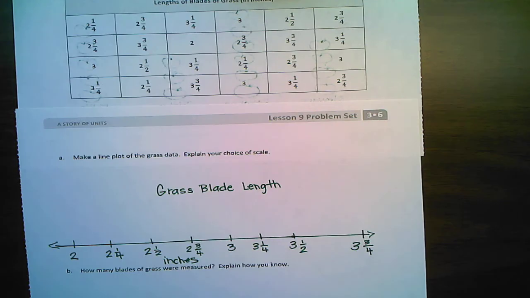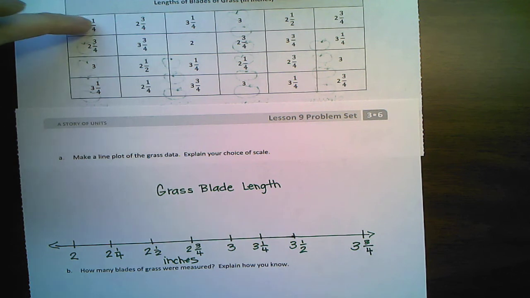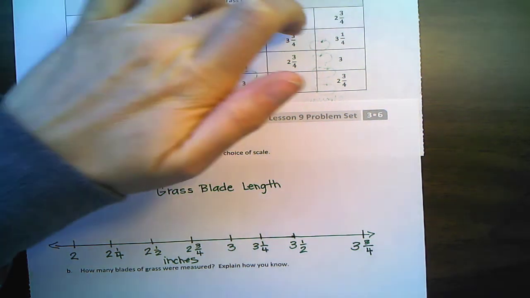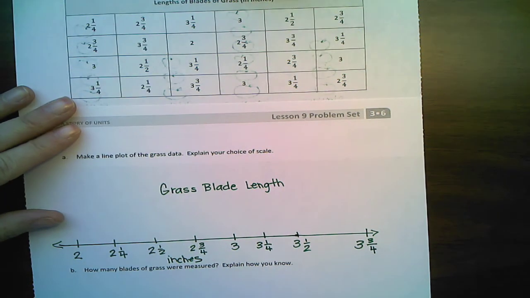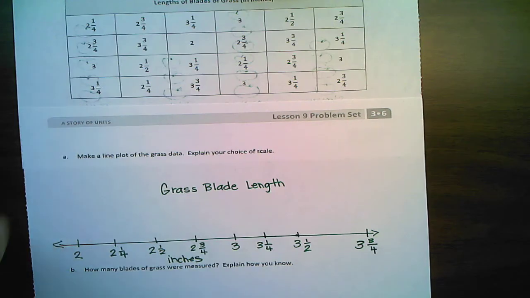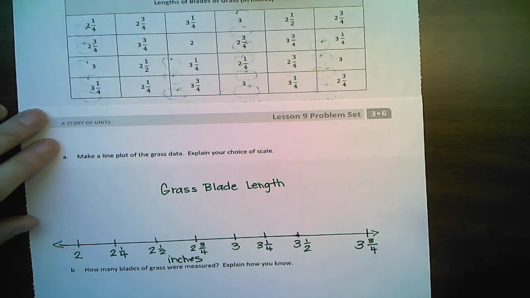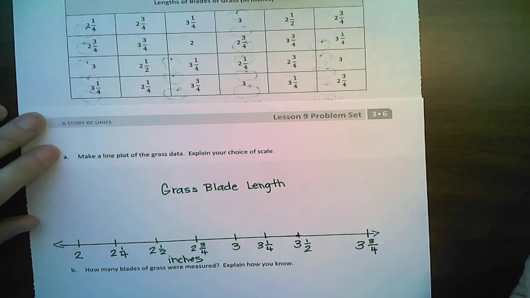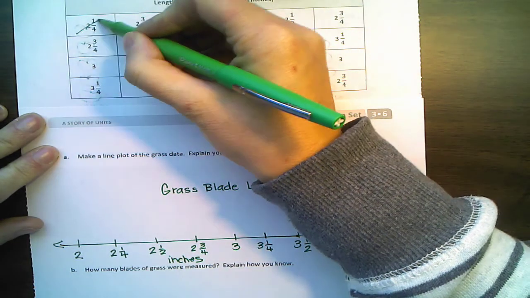Now let's plot these. We have a lot. They measured a lot of blades of grass. 1, 2, 3, 4. 1, 2, 3, 4, 5, 6. We have 24 blades of grass to plot. So let's just get after it. I like how I'm using green and we're plotting grass. It's a good choice.